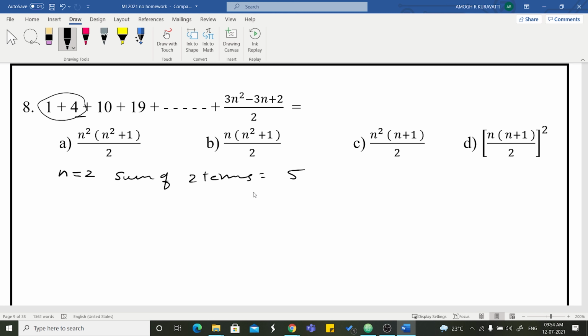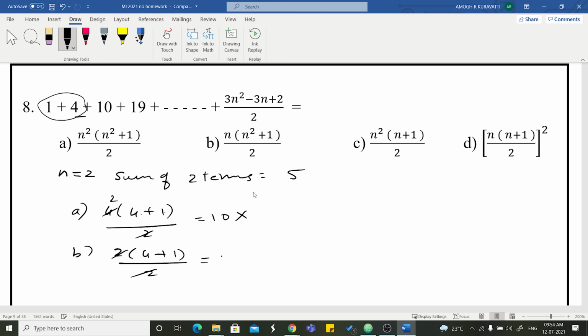If you take option A, put n is 2. 2 square is 4, plus 1, by 2. 2 1s are 2, 2 2s are 4, plus 1, 5, 2s are 10. No, 5 should come. Option A is wrong. Take option B. n is 2. 2 into 2 square 4 plus 1 by 2. 2 2 cancel. 4 plus 1 is 5. 5 and 5 are equal.